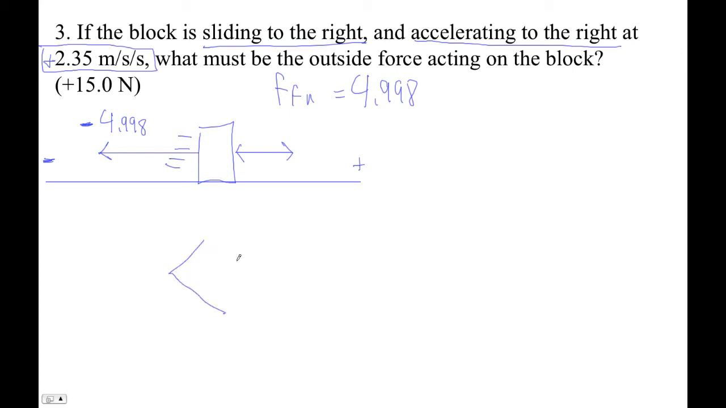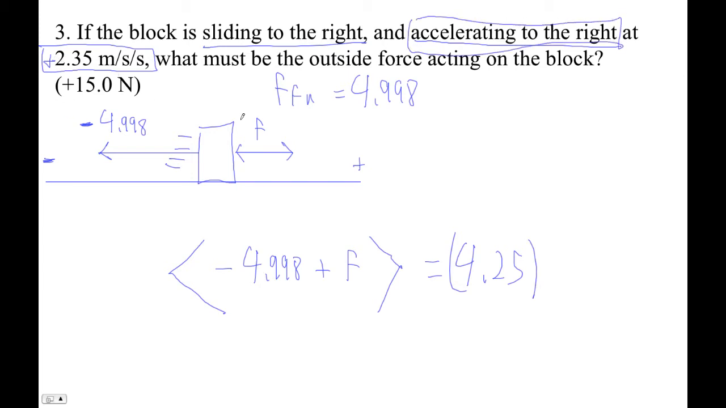We set up F equals ma, so minus 4.998. And then this is our unknown force, so we'll say plus F. And then that equals 4.25. And then our acceleration, since we're accelerating to the right, not because it's given to us as a positive number, but because it says accelerating to the right, we put in a plus 2.35. There, right?